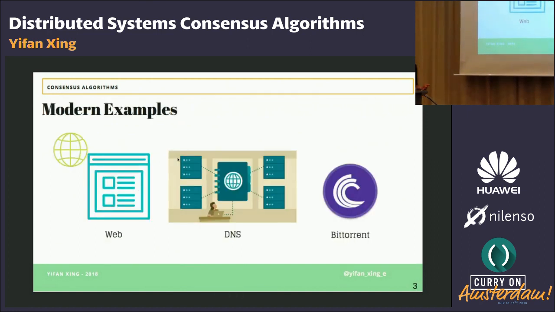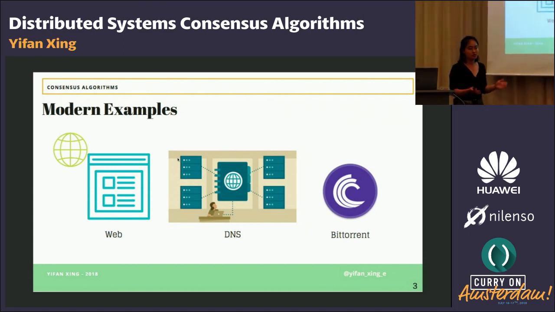In our day-to-day life, we use a lot of things that are related to distributed systems. For example, the web. Web browsers are clients that communicate with the web server. The servers send information to the clients via HTTP protocols. That's a great example of a distributed system. We also use DNS and BitTorrent, which are also examples of distributed systems.